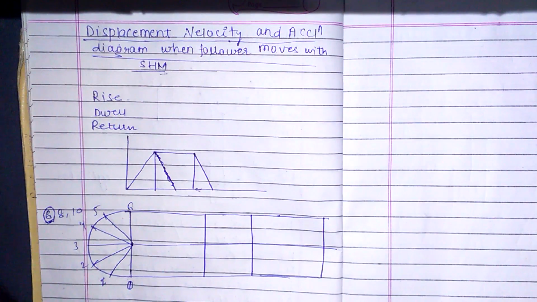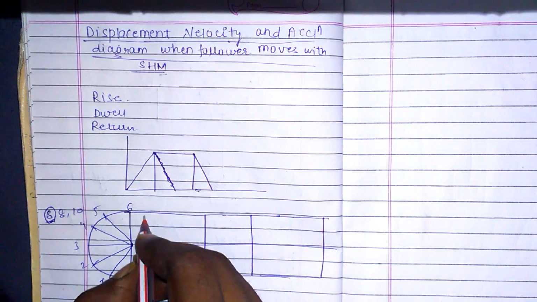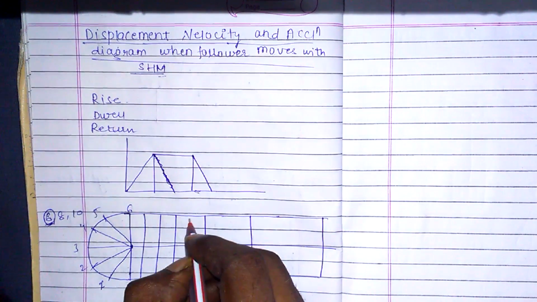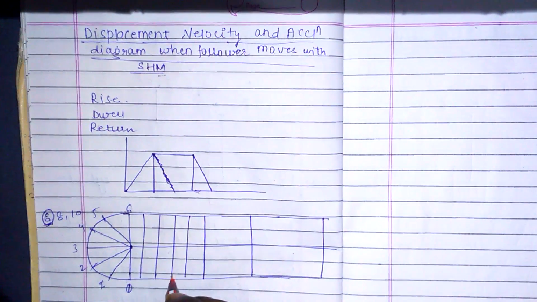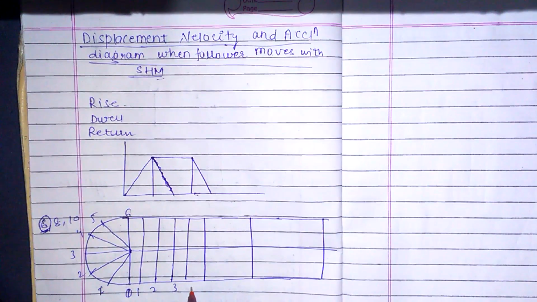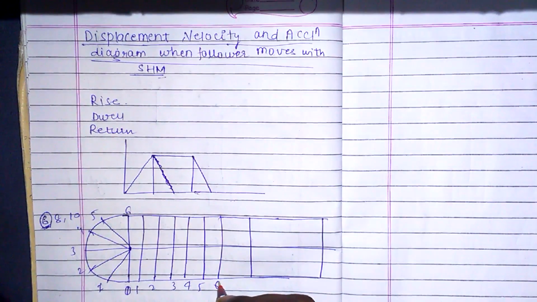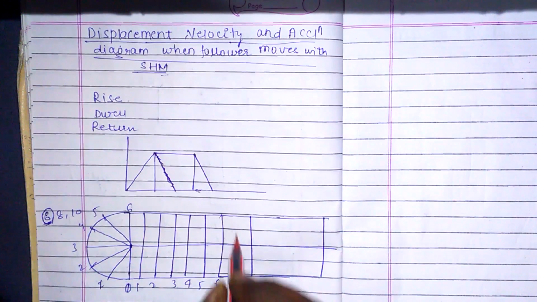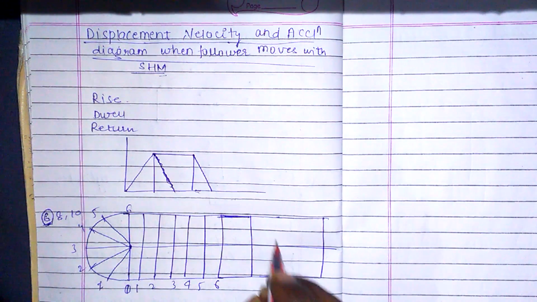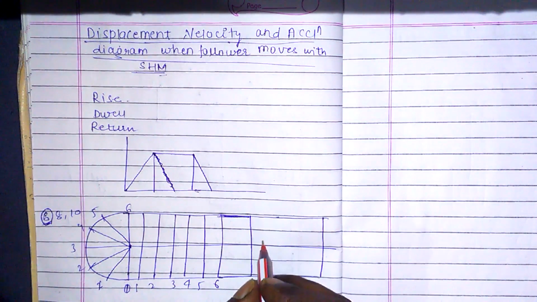Now as we have divided it into 6 parts, we have to draw 6 vertical lines over here to divide the rise stroke. So 1, 2, 3, 4, 5 and 6. This is for the rise. And for dwell, you can take any amount. It is not required to take a specific length for this. Then for the return stroke, again we have to take 6 lines.